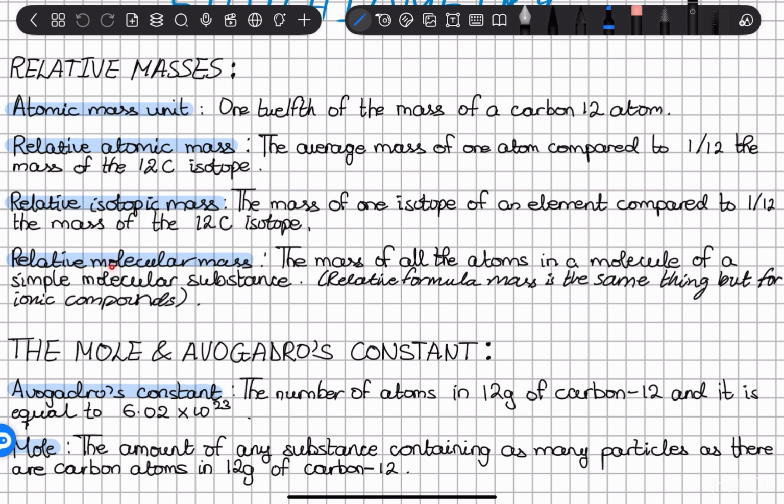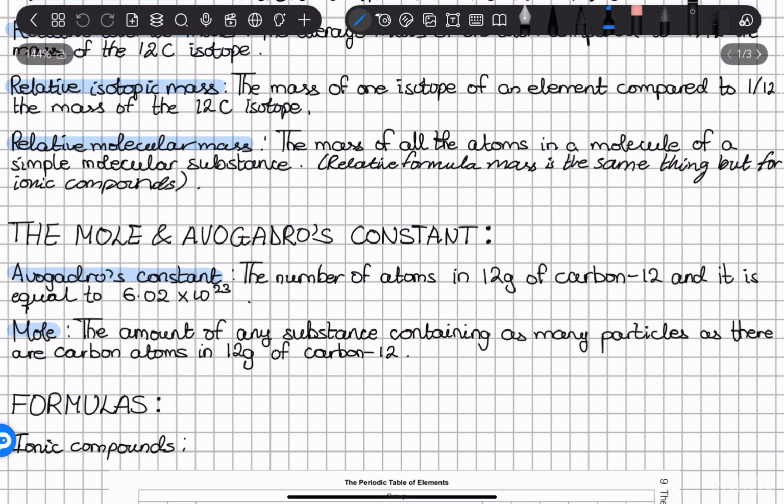Except for this molecular mass, which is the mass of all the atoms in one molecule of a simple molecular structure. There's a way of calculating this. You just simply have to add all the masses of the atoms. And usually the periodic table helps in calculating this, which we will do.